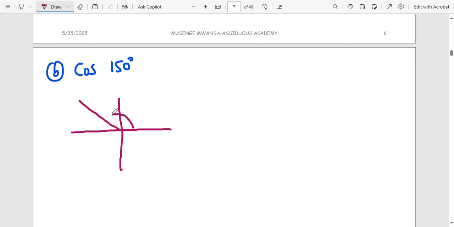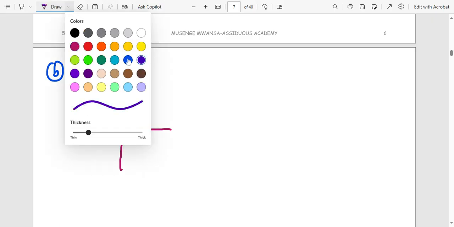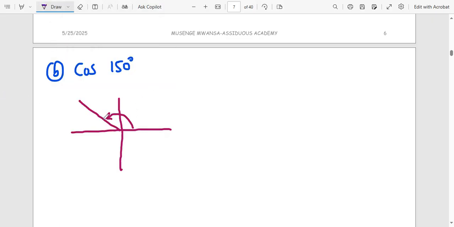This is the angle we've been given, 150. But remember again, you want to find the acute angle related to the angle that you have. The acute angle should always be related to these four lines: the positive x, the negative x, the positive y, the negative y.